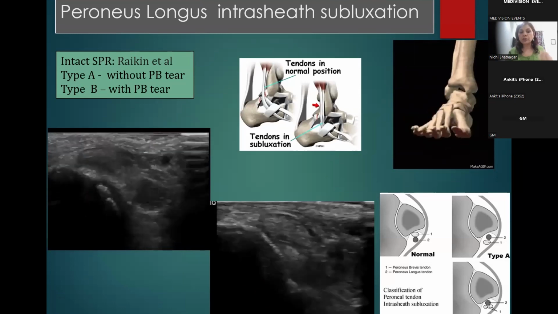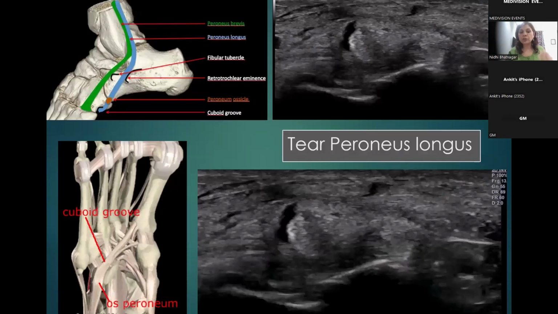From here, we go to peroneus longus tear. Now, peroneus longus tears individually are never seen. They are usually with an acute injury. There was a peroneus brevis tear also, but associatedly on grayscale imaging, we were able to see a peritendinous area. And this diagrammatic representation shows why we say the peroneus longus tears at the level of the cuboid groove, where the longus actually enters the plantar area and then takes a turn to insert at the base of the first metatarsal.